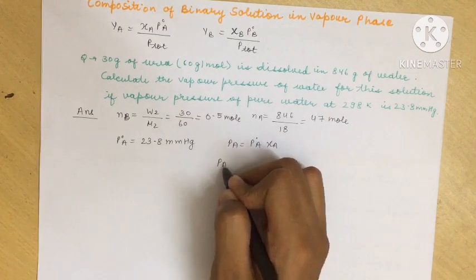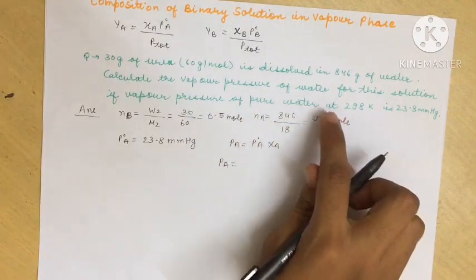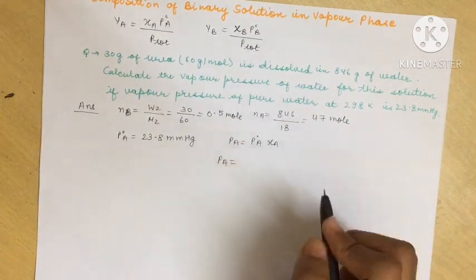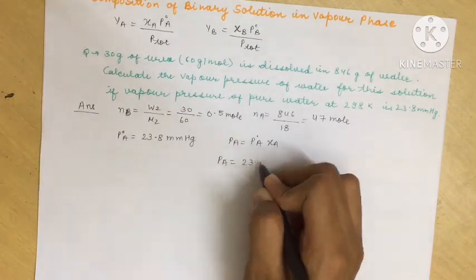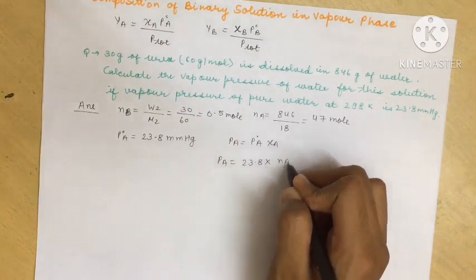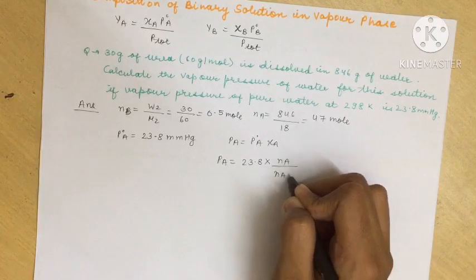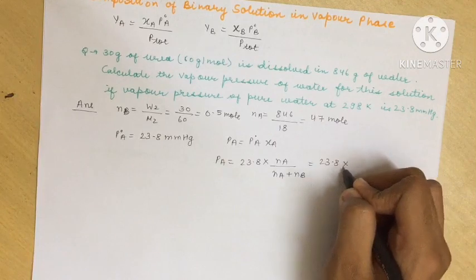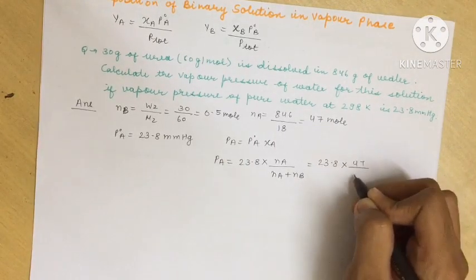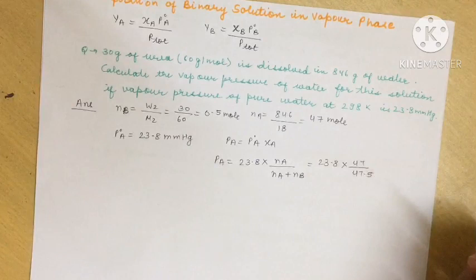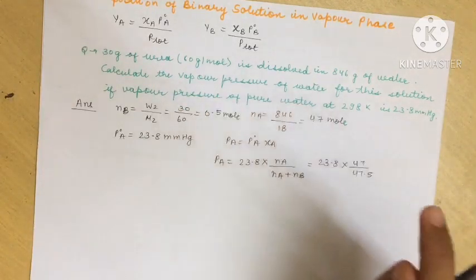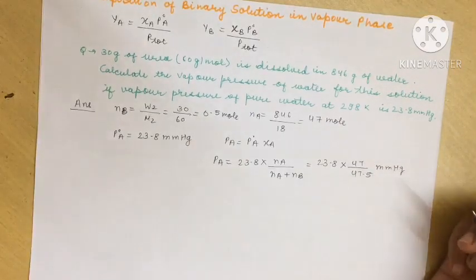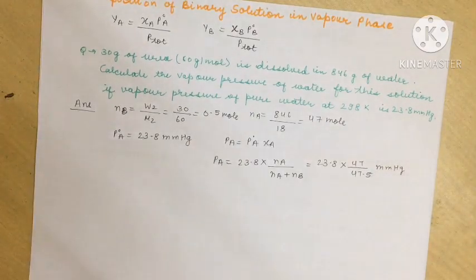Now we have to find out this PA only, because it is written that we have to calculate the vapor pressure of water in this solution. Putting the value of P naught A as 23.8 multiplied by Xa, which is the mole fraction, that is Na upon Na plus Nb, we get 23.8 multiplied by 47 upon 47.5. Now if we solve this, we'll get the vapor pressure of water for this solution in mmHg.